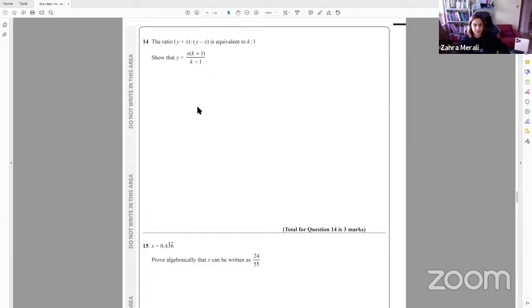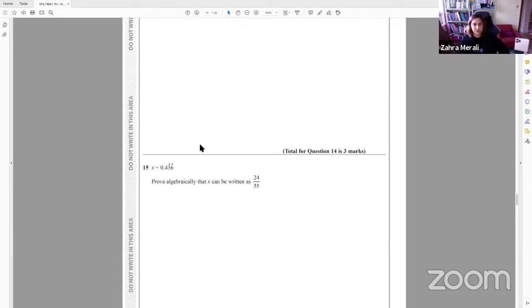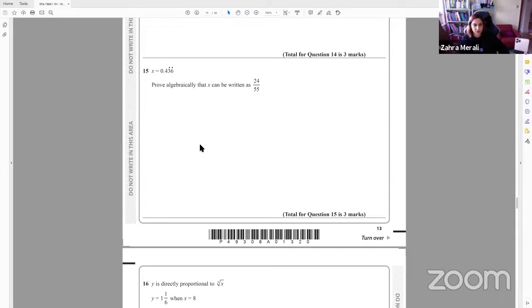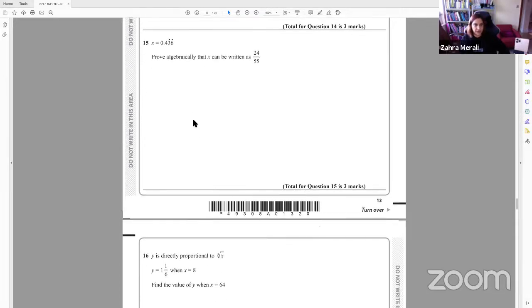Right, this is the final question that I'm going to do. So for today anyway, we've got x equals 0.436 with a dot on top of the 3 and the 6. So x equals 0.436363636, and your aim with all these types of questions is the thing after the decimal place.